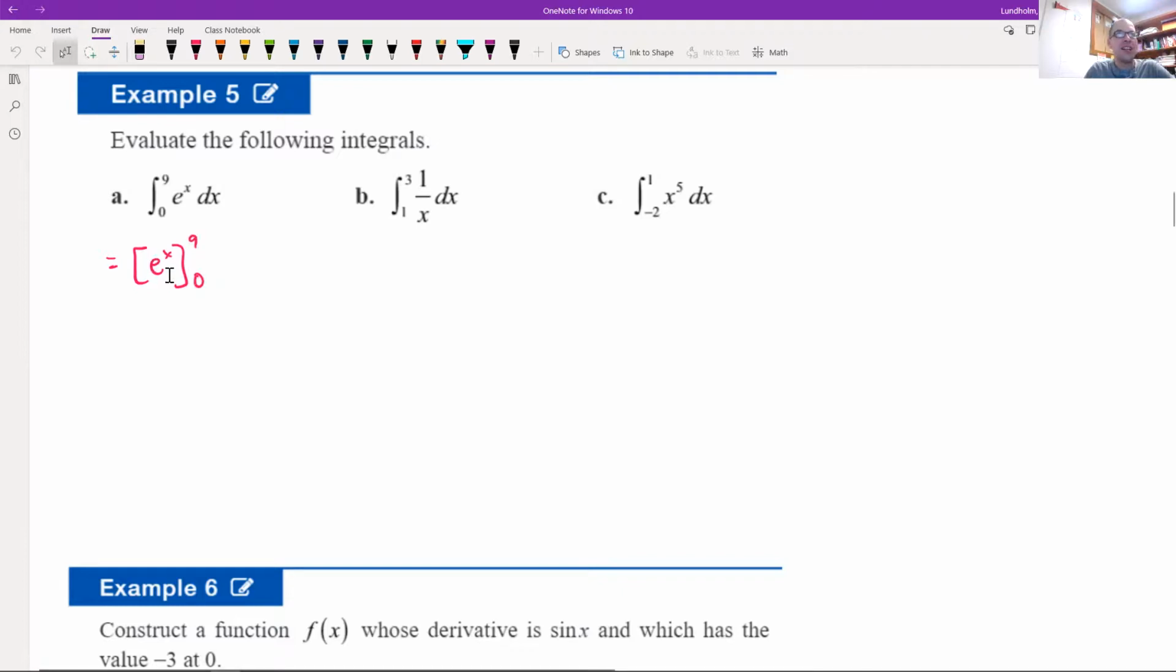So with this notation, you put the antiderivative on the inside of the brackets and you keep your boundaries over here to the right. But eventually what that means is e to the 9th minus e to the 0. The antiderivative evaluated at the top endpoint and the antiderivative evaluated at the left-hand endpoint. And so this is e to the 9th minus 1. And that's a number. And that's the area between 0 and 9 underneath e to the x. Okay. Next one.